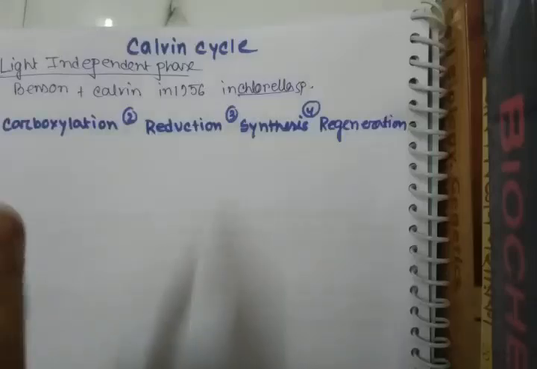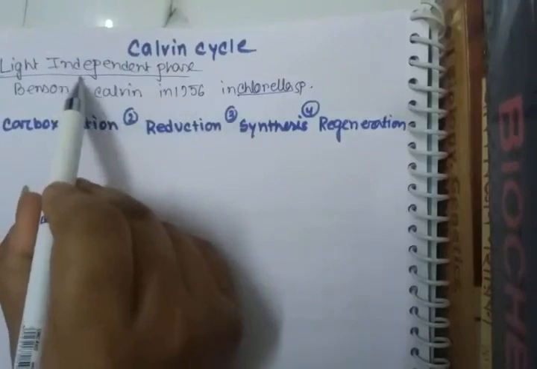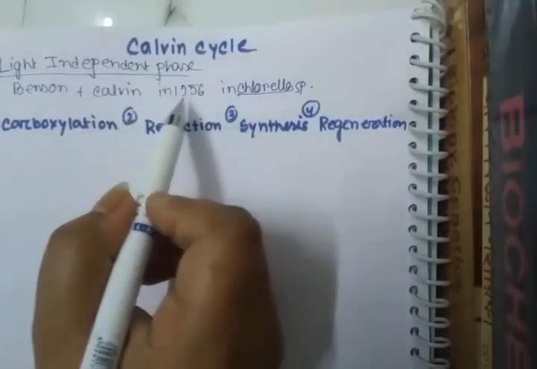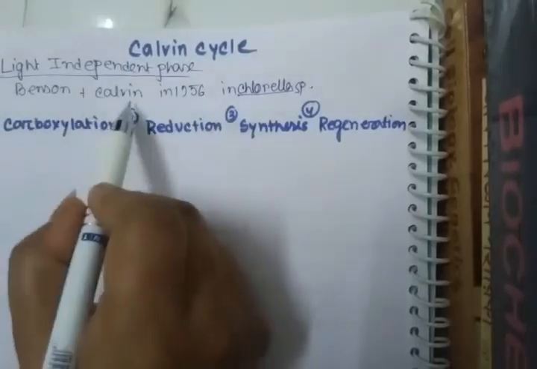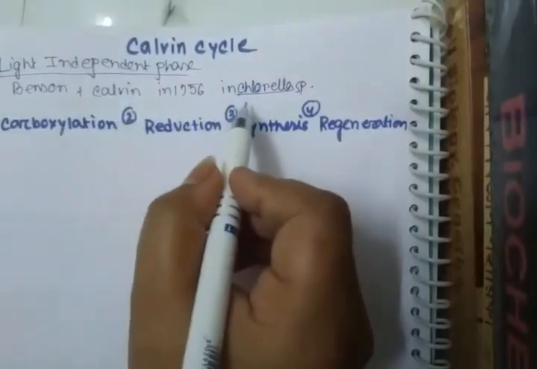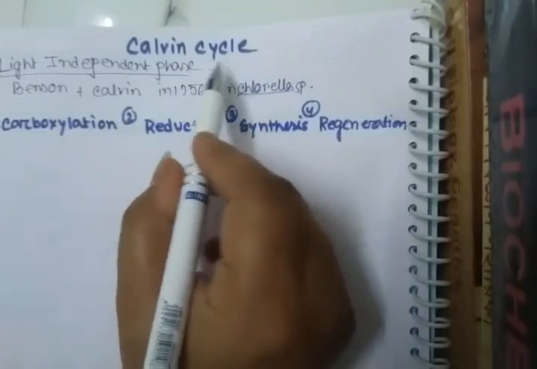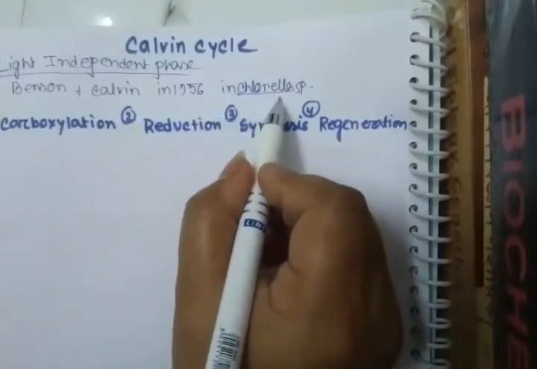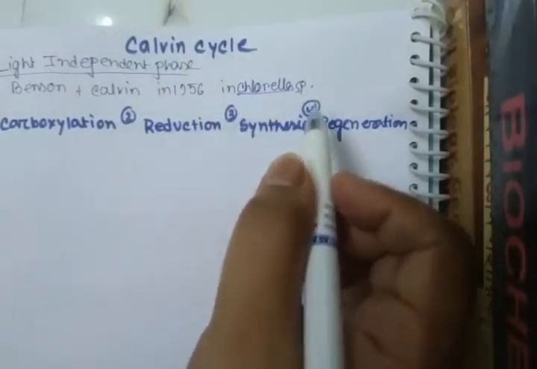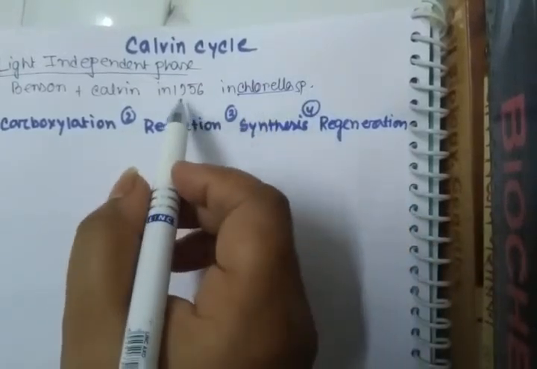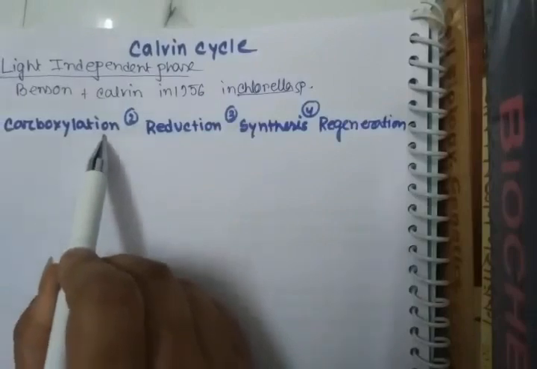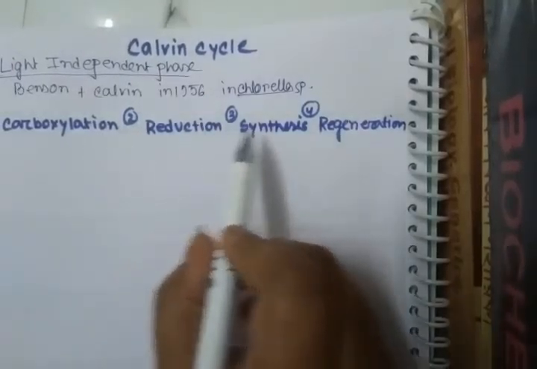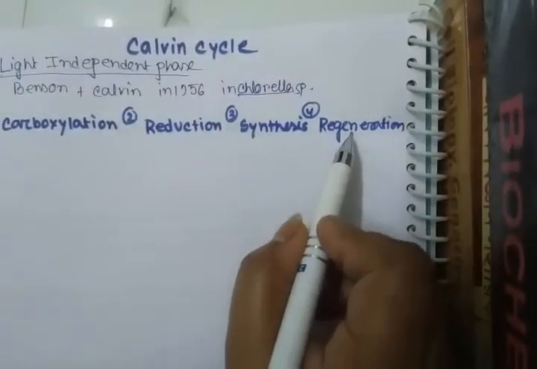Let us know about the process of Calvin cycle. It is also known as light independent phase. In the year 1956, the scientists Benson and Calvin first introduced the process of Calvin cycle in Chlorella sp. So that's why it is also known as Calvin cycle. And the Calvin cycle is divided into four phases: first is carboxylation, then reduction, then synthesis and regeneration.